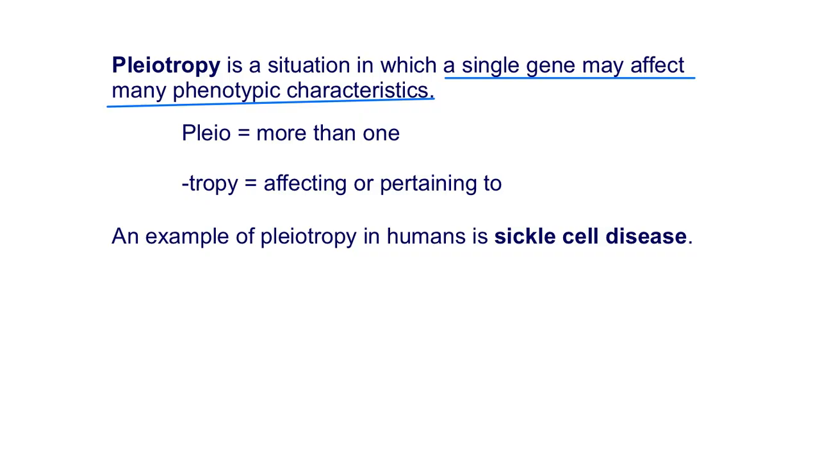Okay, pleiotropy is a special case where one gene can affect many different phenotypes. It can affect many other traits, usually in a bad way. Sickle cell anemia, for example, is a pleiotropic gene relationship. That one gene for sickle cell anemia will change a lot of different traits.